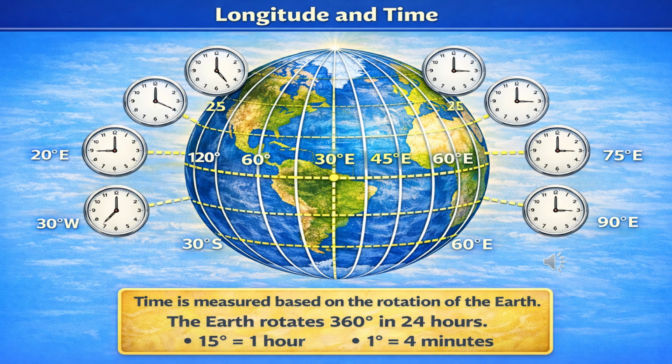In this image, you can see the Earth with clocks. Time is measured based on the rotation of the Earth. The Earth rotates 360 degrees in 24 hours. So, 15 degrees equals 1 hour. And 1 degree equals 4 minutes.